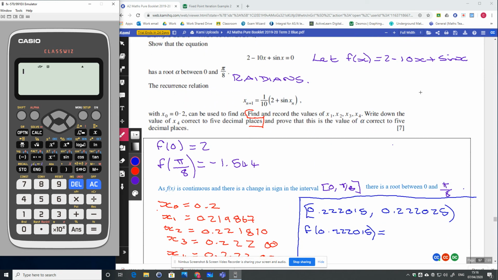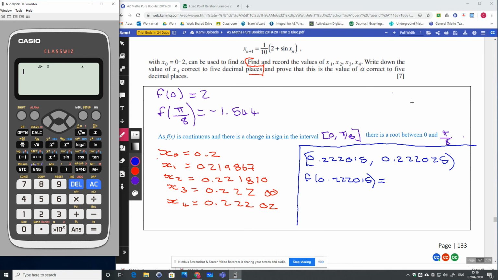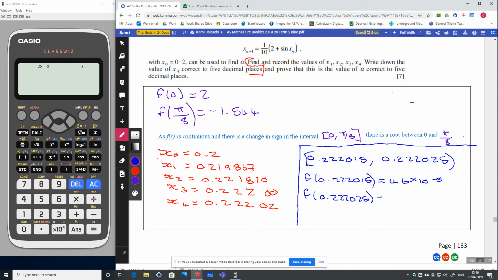So we are putting it into that function. So 2 minus 10x plus sine of x. So that one should give you 4.6 times 10 to the minus 5, and the other is equal to minus 4.5 times 10 to the minus 5.